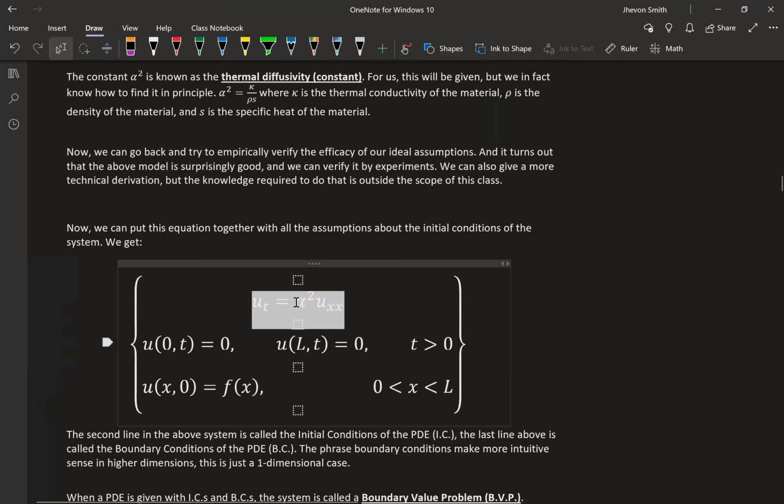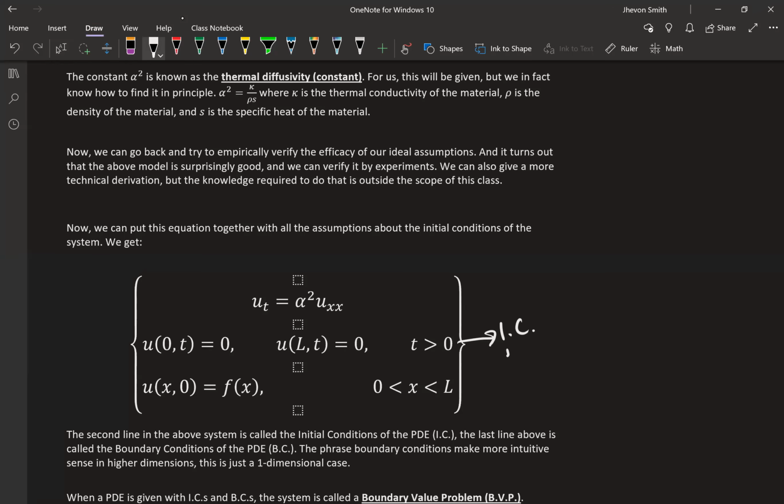So here's the PDE, that's the heat equation. Here are the assumptions. I'm assuming that at position 0 for all time, the temperature is 0, so it's perfectly insulated on the left. At position x equals L, at any time, the temperature is 0. So for all time, the endpoints have temperature 0. That leads me to this line here. This here is called the initial conditions, referred to as the IC.